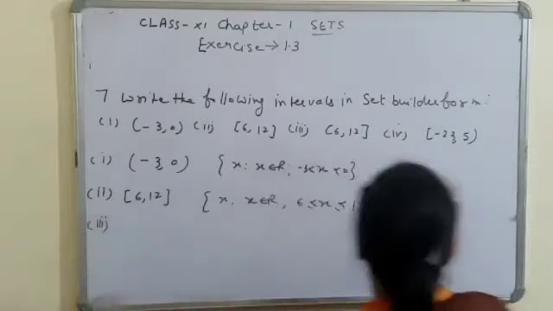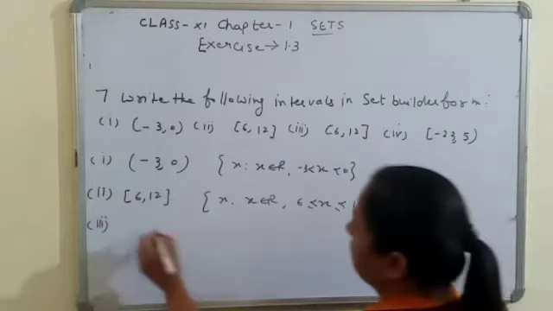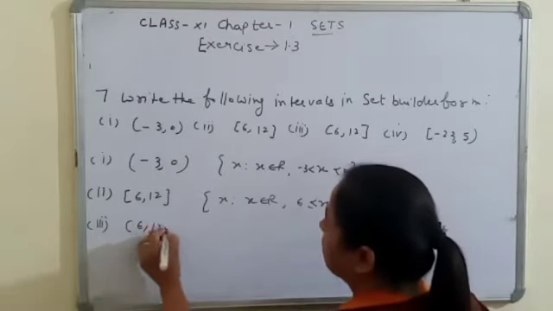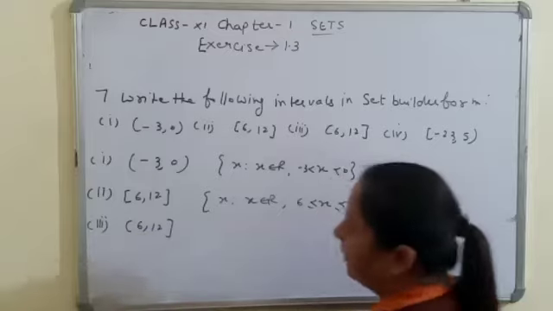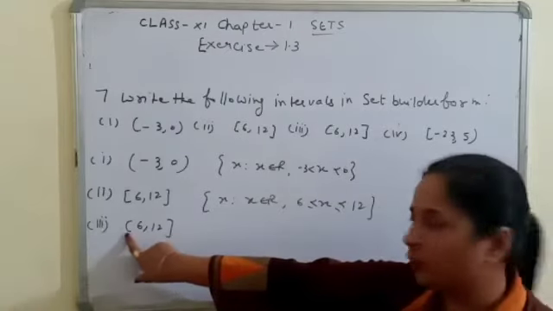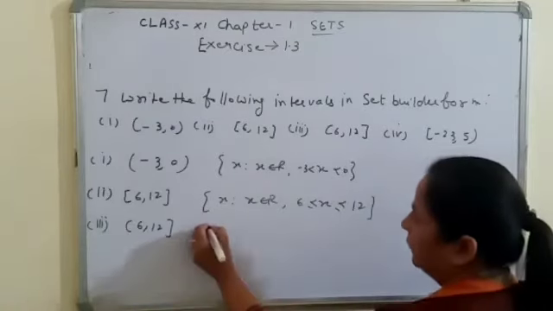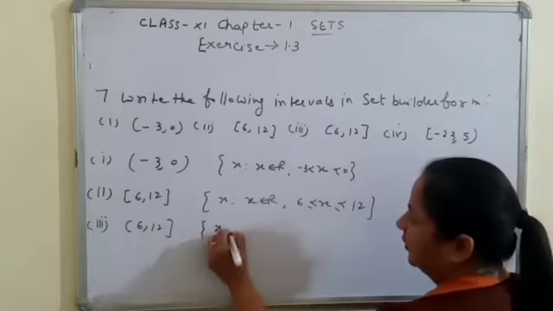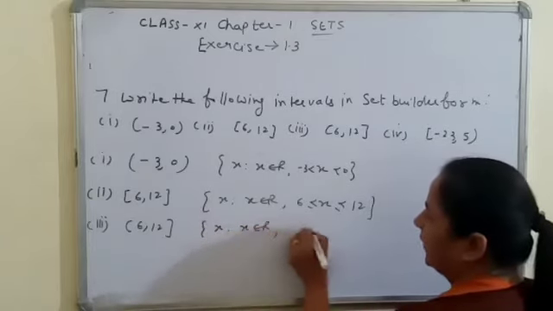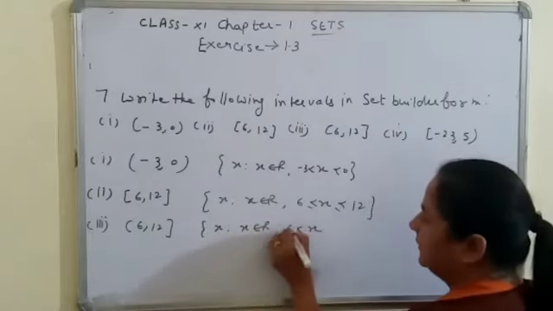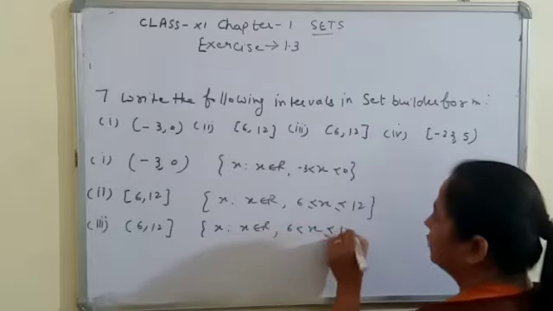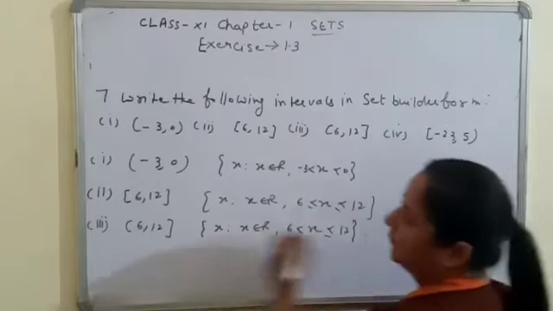Third one is 6 and 12. You can see here it's open at the left side and closed at the right side. So x where x belongs to R, x is greater than 6 and less than or equal to 12.